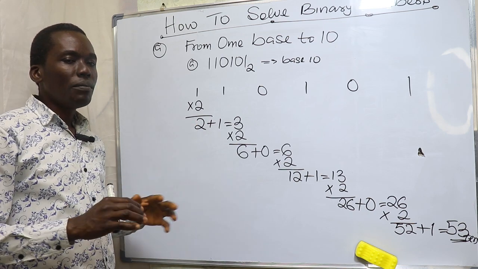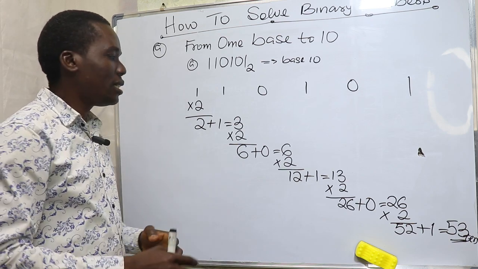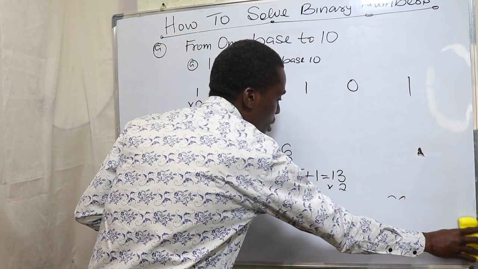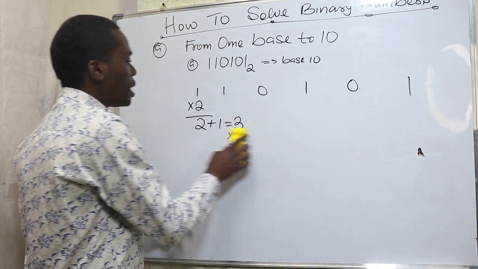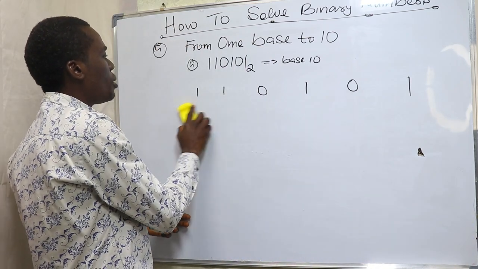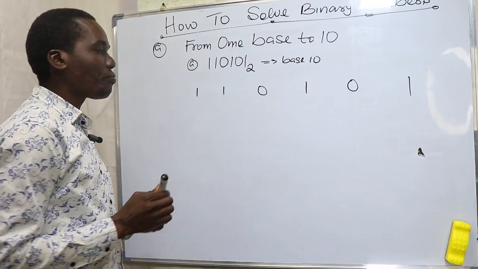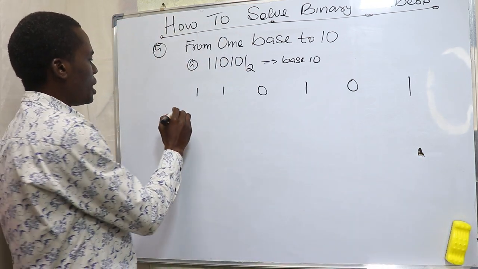Now make we look am from the other side. When we dey talk about the power expansion method, remember the answer wey this one give us, 53. Now the power expansion method, now make we change all these ones to base wetin? To base 10. So wetin this one go give me now?